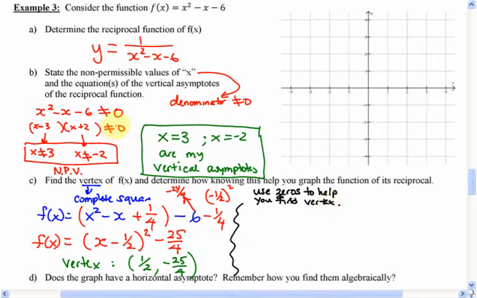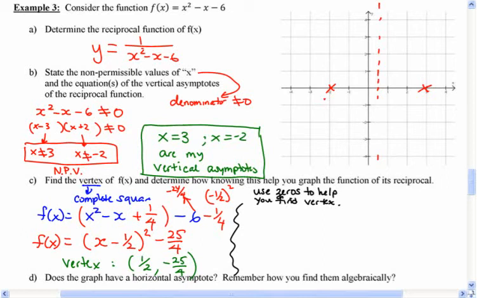Okay. From above, you said that your zeros are at 3 and negative 2. Where do you think the vertex is going to be if this is symmetrical? In the middle, right? What's the middle between negative 2 and 3? What's the average of negative 2 and 3?